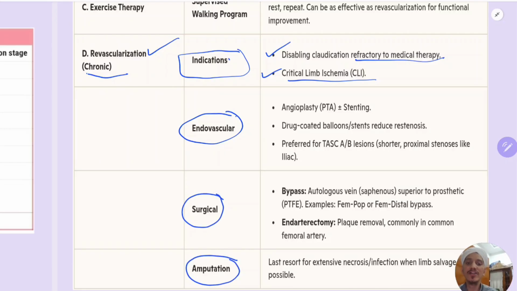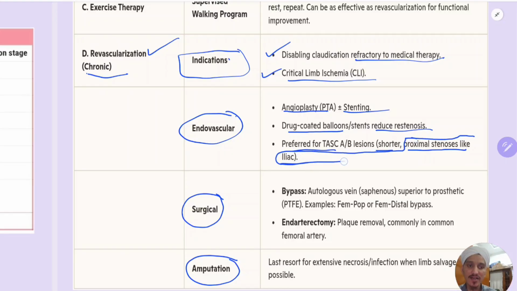Okay. Endovascular, what will you do? You will do something you do in coronary artery disease, that is angioplasty. Okay, percutaneous angioplasty with or without stenting. For stenting, you can use drug-coated balloons or stents to reduce restenosis. This is preferred for TASC A or B lesions, shorter proximal stenosis like iliac arteries. So when there is shorter proximal stenosis like iliac arteries, there you will do this endovascular procedure.